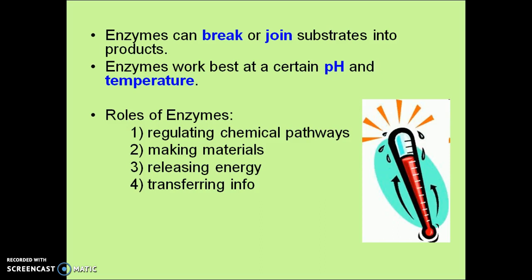Now, we can summarize the role of enzymes in a couple ways. The first one is kind of what we've been talking about, regulating chemical pathways or chemical reactions by helping them to speed up. Also helping us make materials by joining substrates to make larger products. Releasing energy as well. So if you're breaking a large substrate down into smaller products, usually that reaction releases energy overall. And then also some enzymes are involved in transferring information.